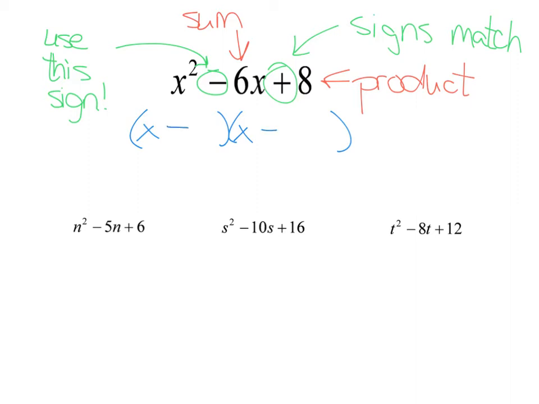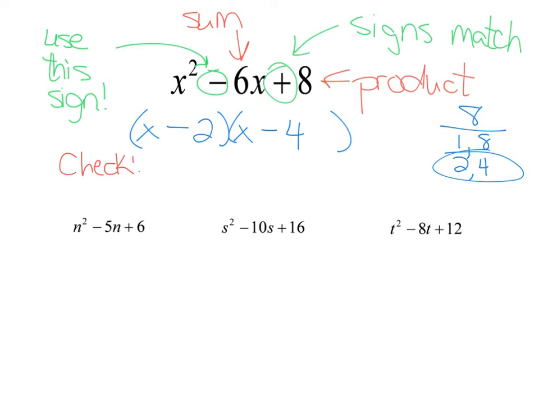Now, just like we did, we need factors of 8 that add to 6. So I'm going to list my factors of 8: 1 and 8, 2 and 4. Which of these add to 6? 2 and 4. So x minus 2, x minus 4. Remember to always check. So I'm going to multiply. I get x squared minus 4x minus 2x plus 8, which does in fact give me x squared minus 6x plus 8. Okay, you can always check and make sure you got it right.